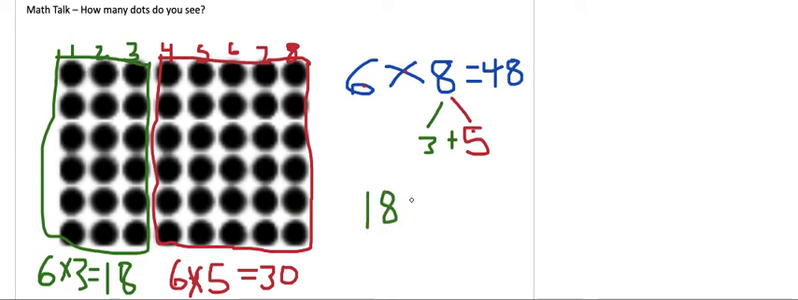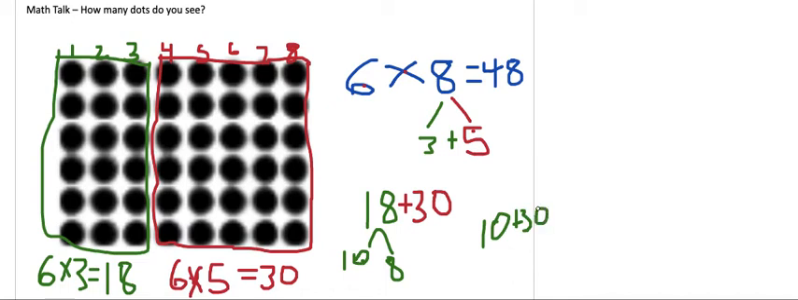So now I'll do 18 plus 30. I could decompose this 18 into a 10 and an 8. 10 plus 30. 10 plus 30 equals 40.